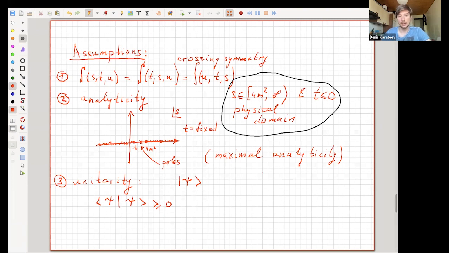Generically, if we have multiple states, and we do in general, I can form the inner product, which becomes now a matrix. So unitarity tells me that this matrix should be semi-positive definite. Okay. Good. So these are the three assumptions which go inside the S matrix bootstrap. What I would like to do now is develop a little bit on unitarity. I will write you a precise form which is useful for any practical computation.